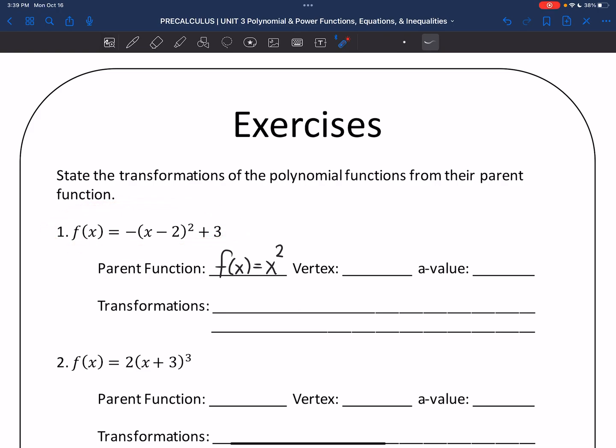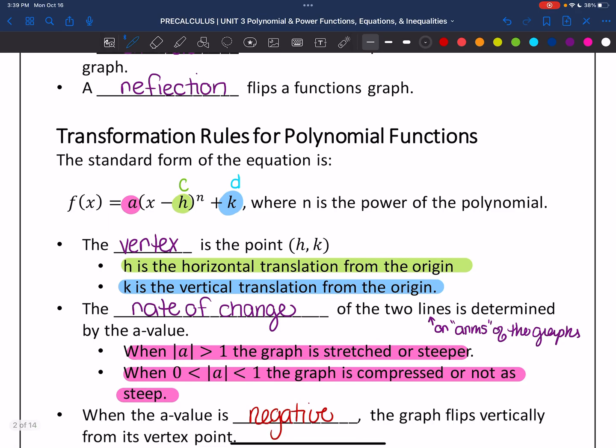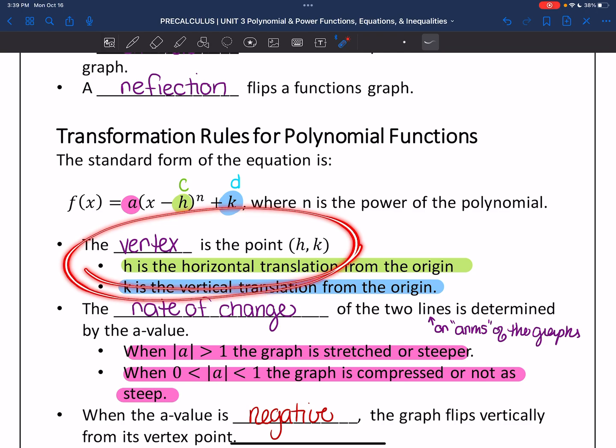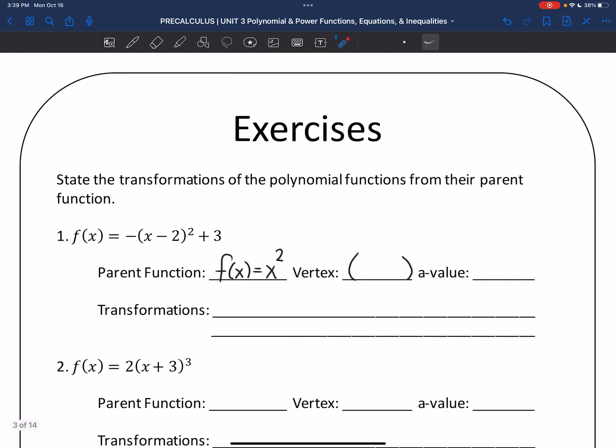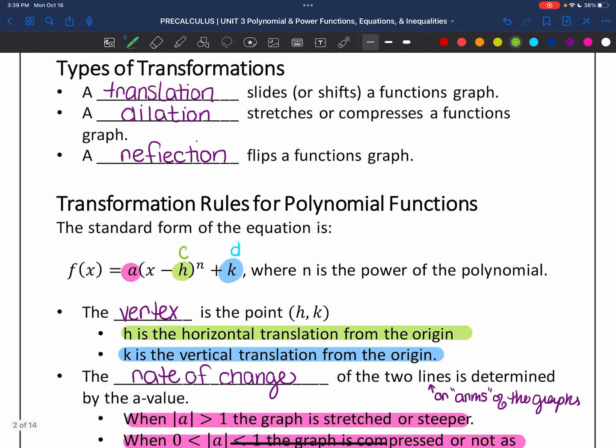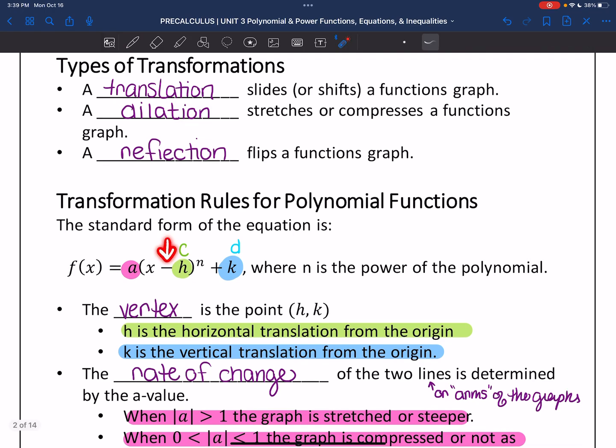Let's take a minute here and identify our vertex. What is our vertex? What are the h and k values? Because the h and k values are going to tell us how it translates and where our vertex is located. All right, so let's think about the h value first. Notice that the h is going to be after the subtraction. It's what we are subtracting from our x value.